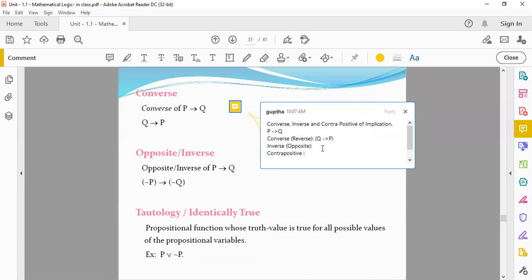Next, what is the exact opposite of P implies Q? What is the exact opposite of P? It's negation P, right? So negation P implies negation Q. We cannot change the implication; implication must and should be there. So it is a well-formed formula right now. Now contrapositive. What is the answer for this one? Any guesses, guys?